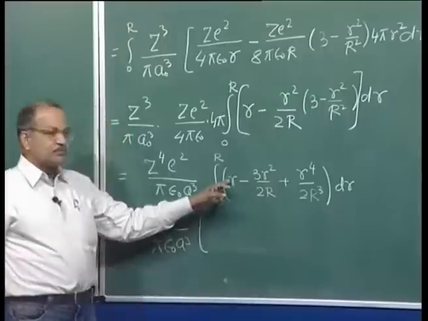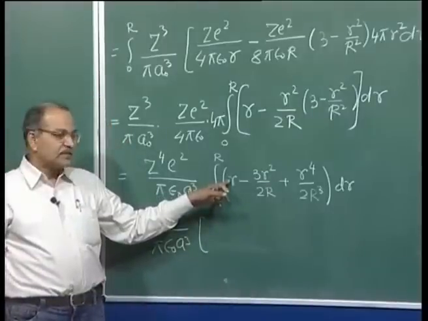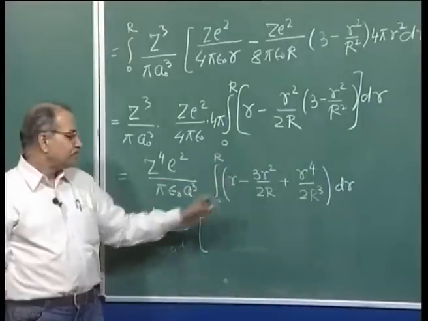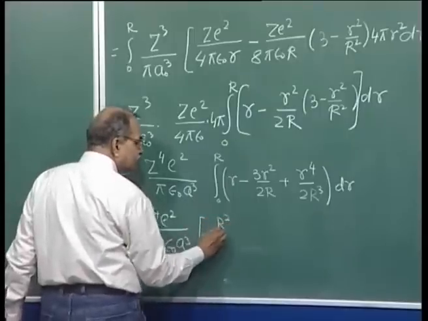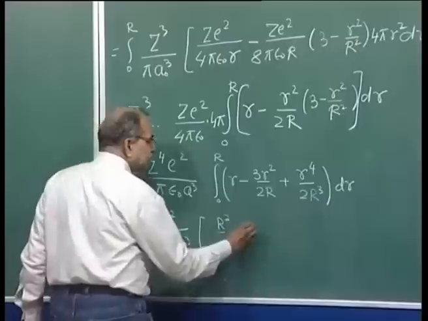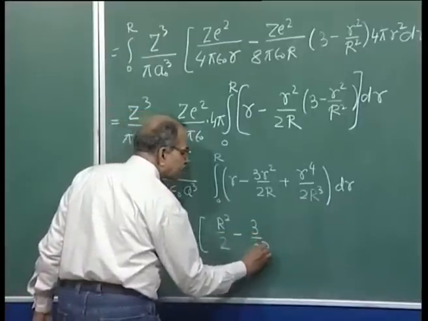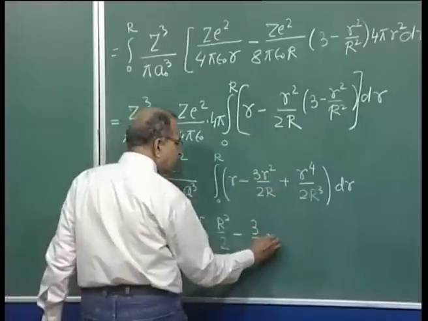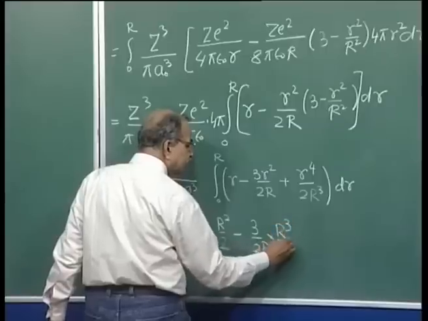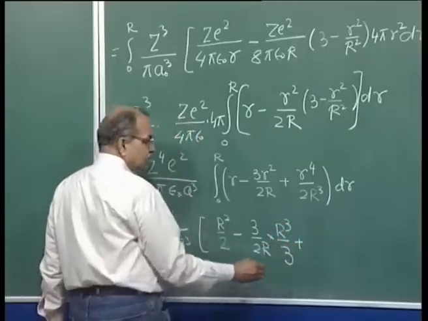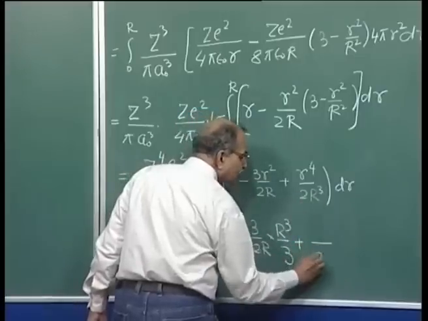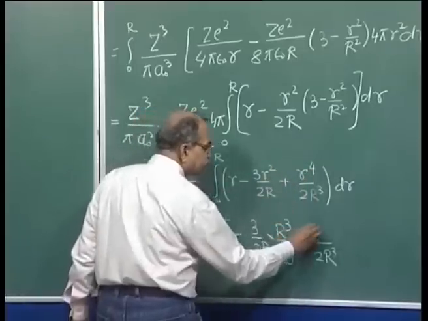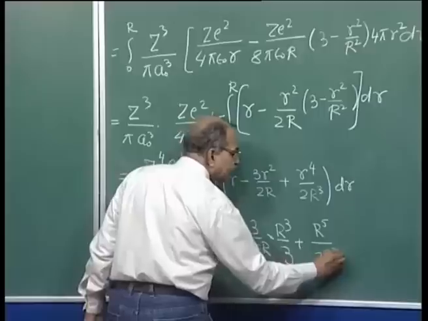After integration, r dr integration, r square by 2, and you will put the value 0 to capital R. So, this will be capital R square by 2 minus 3 by 2 r capital R here. Now, this r square will become r cube by 3. So, capital R cube by 3, plus this 1 by 2 r cube is there. So, 2 capital R cube here and r 4 becomes r 5 by 5. So, capital R 5 here and by 5 here.